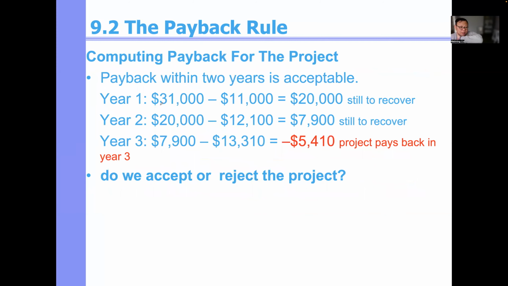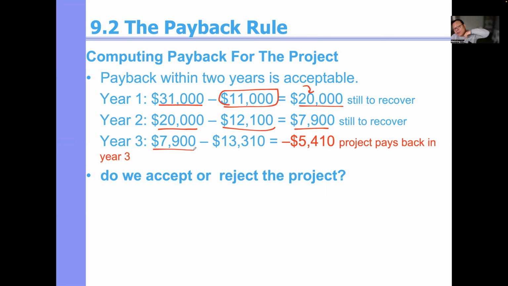So let's take a look. Your initial investment is 31,000. In the first year, you get back 11,000. So the difference is 20,000 to recover, right? Now at the end of year 1, you have $20,000 left, and you're going to receive 12,100. So you still have 7,900 to recover.